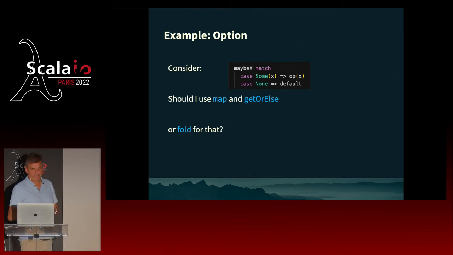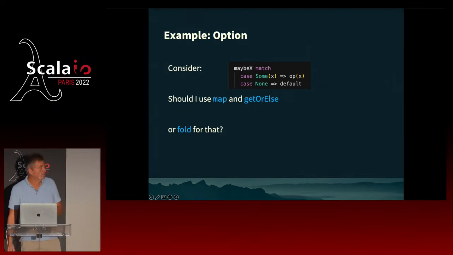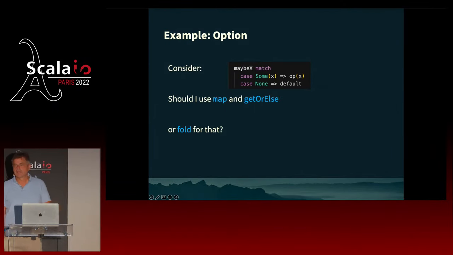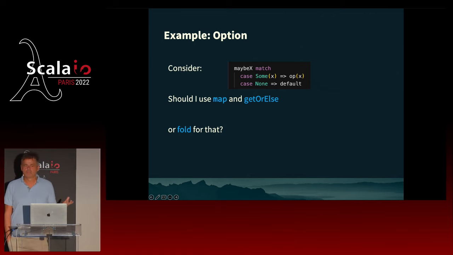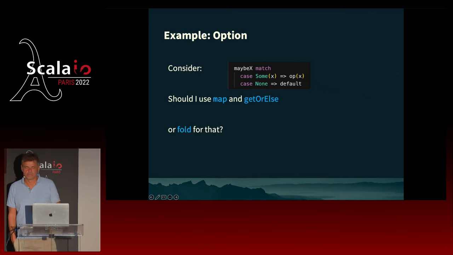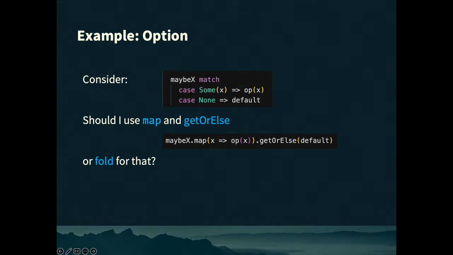So we have this idiom, this pattern here, where we have an optional value, maybe x, and we say, well, if it exists, then return an operation on the x, and otherwise return a default value. And the question I got was, they asked me as sort of the arbiter, we're not sure, should we use map and getOrElse, or should we use fold for that? So map and getOrElse would look like this, and the other one was this one here. So what do you think? What should one use?